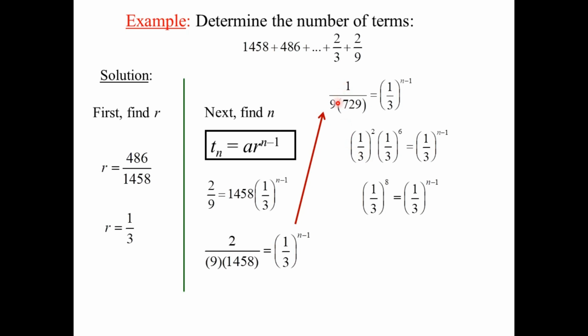And the reason that we expressed 1 over 9 times 1 over 729 as powers of a third is so that we could have this situation where when the bases are the same, the exponents have to be the same. If the expressions are equal, the bases are the same. They're both a third. So these exponents must be the same. 8 must equal n minus 1. And that's the magic that tells us that n must equal 9. And so there are 9 terms.